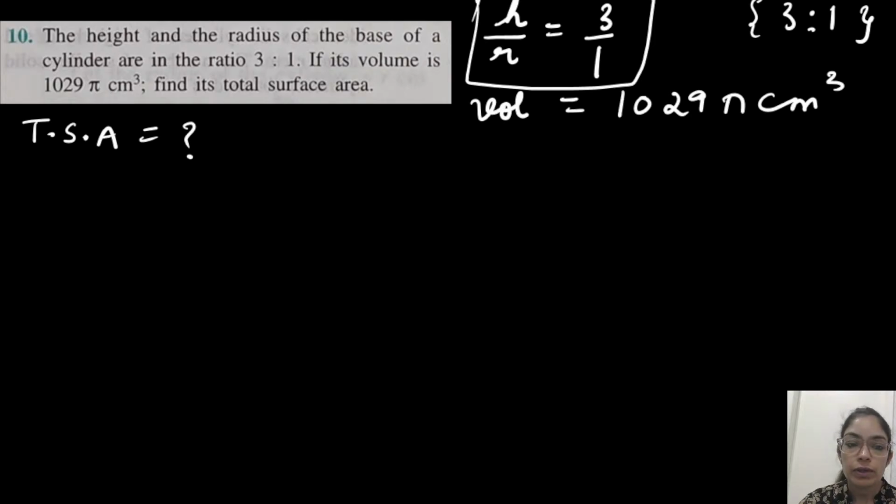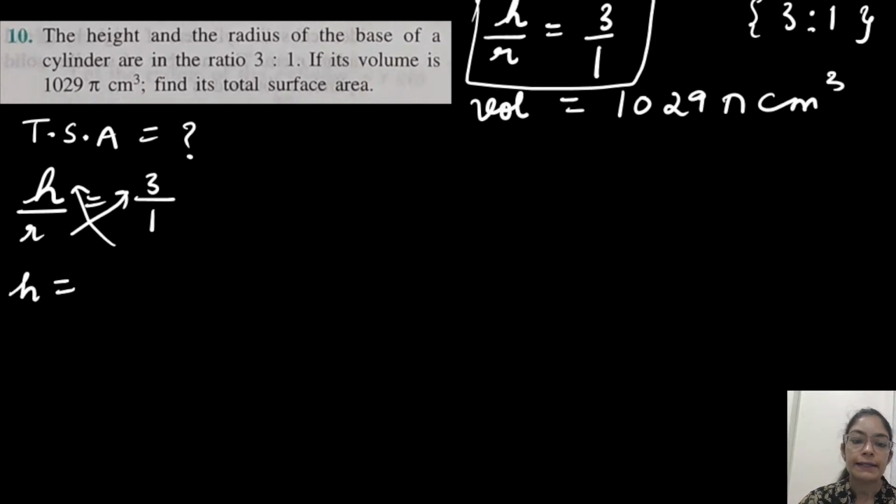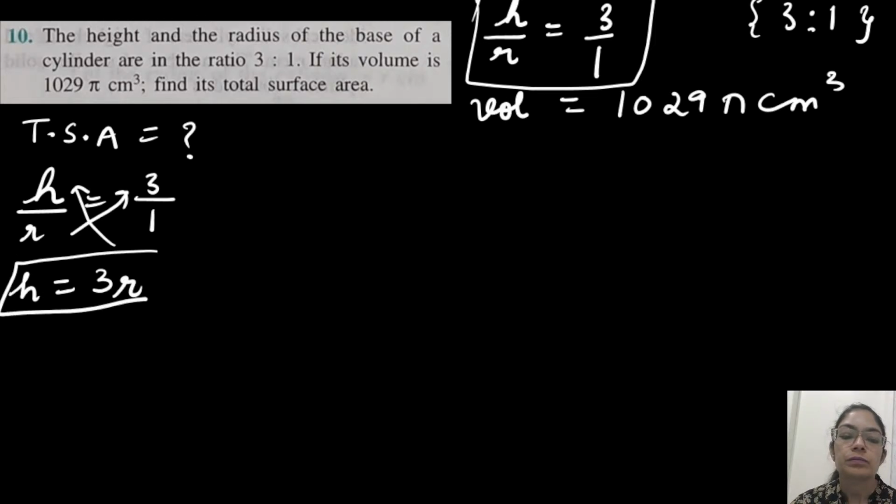H is equal to, if we make use of this fraction, H by R is equal to 3 by 1. So if you do cross multiplication, you'll get H into 1 is H only, and R will get multiplied with 3, so that will become 3R. So H is equal to 3R. Now we'll make use of the volume formula, because volume is given to us. Whatever is given to us, we'll make use of that only. So volume of cylinder we know.